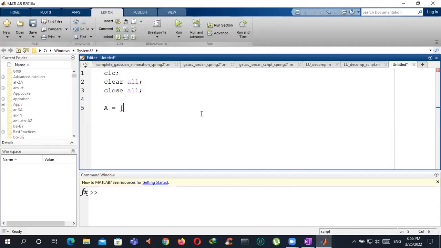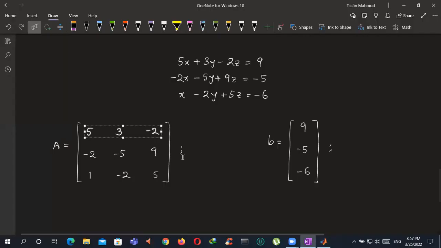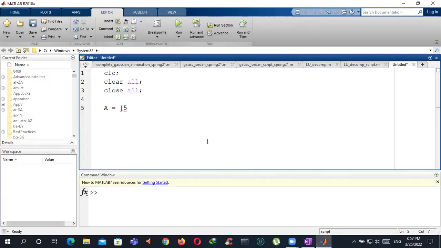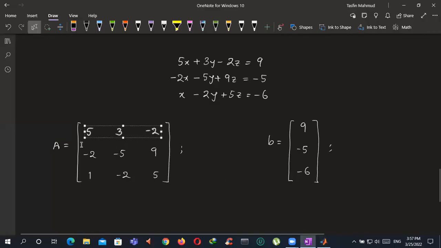So if you can recall, we discussed in detail about the matrices in the first sessions, right? In the first 2 sessions, we discussed some general things about MATLAB. There we covered the matrix and array part. So we are going to define this matrix first. So the first row is 5, 3, minus 2. So we have 5, then comma, then 3, then minus 2, and then we have to define the second row. For defining the second row, we have to put a semicolon.